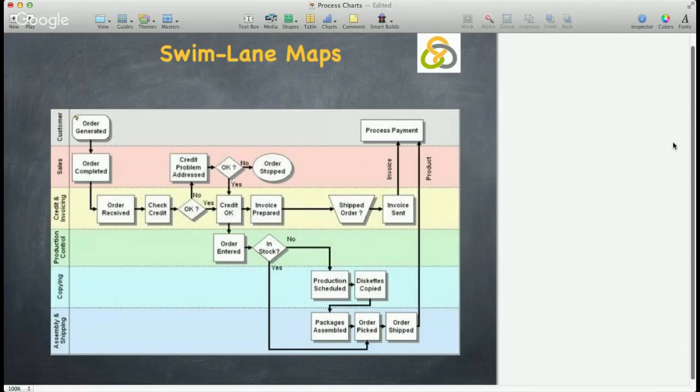So going back to the credit being okay, we order the entry on the production control, and if it's in stock, then it goes to being picked, and if it is not in stock, then the production is scheduled. At which point there is a diskette copied. And then that goes to packaging assembled, and then the order is picked. The order is shipped, and then the payment is processed.